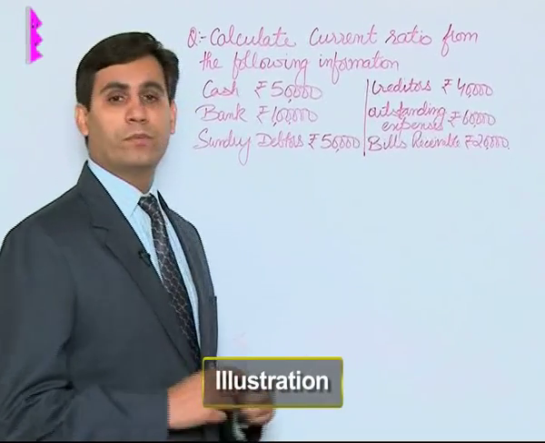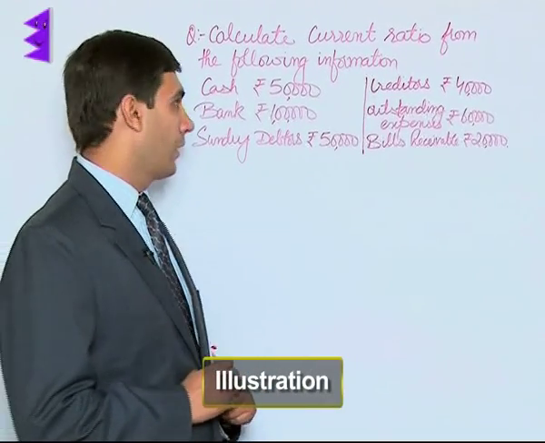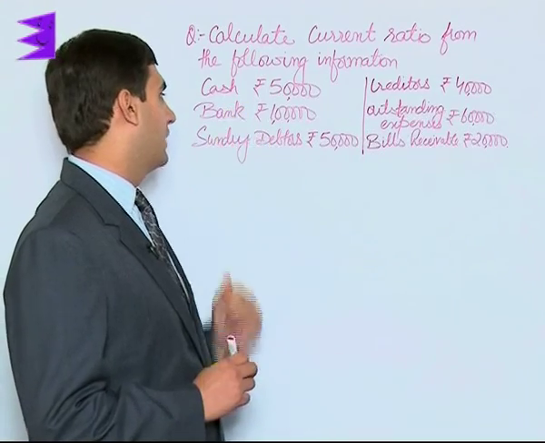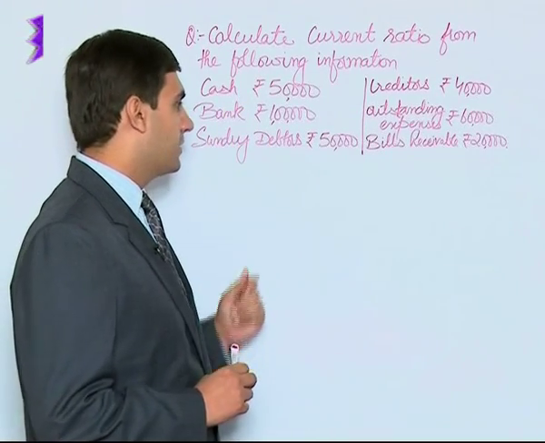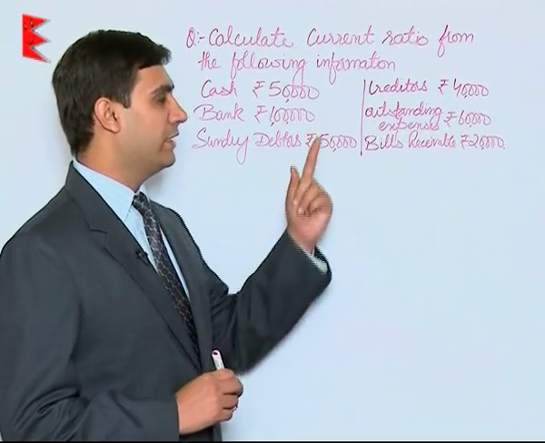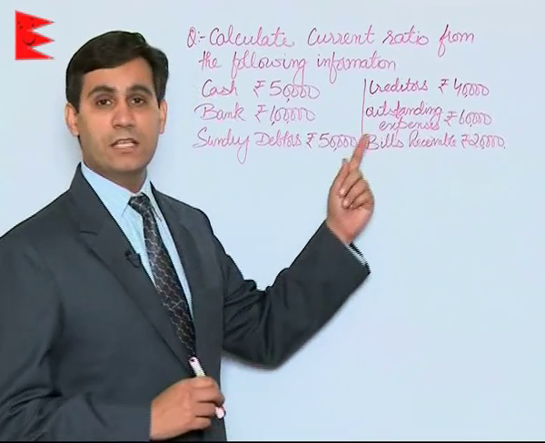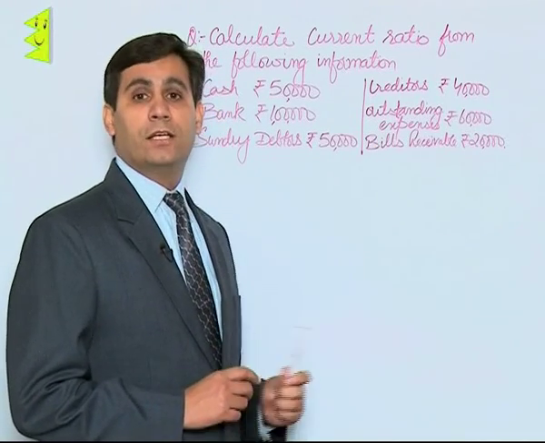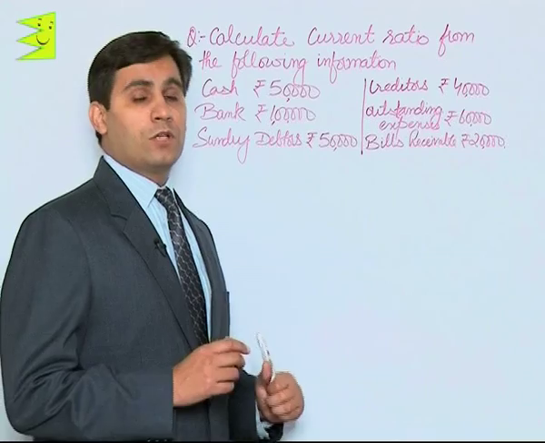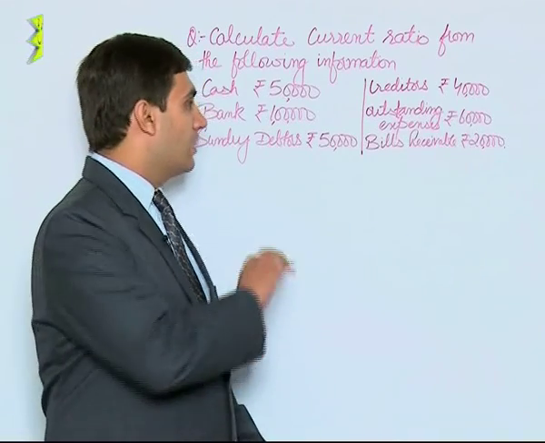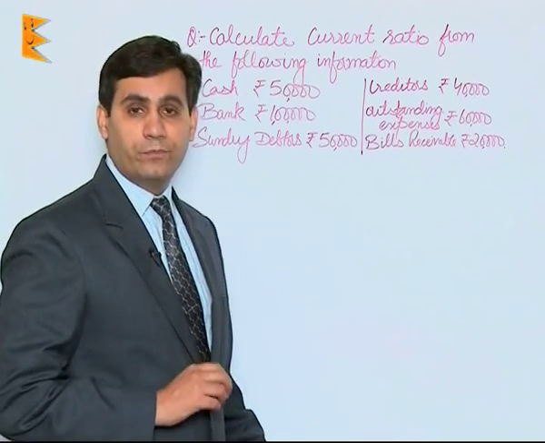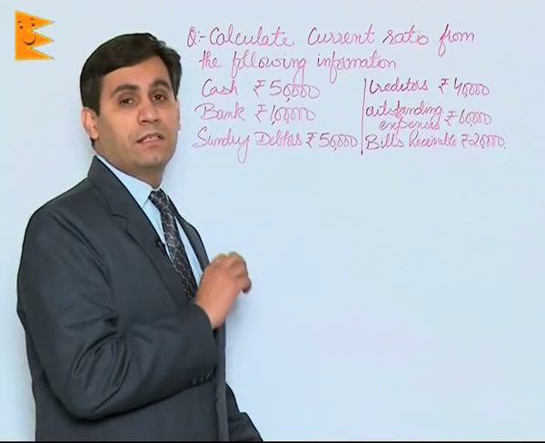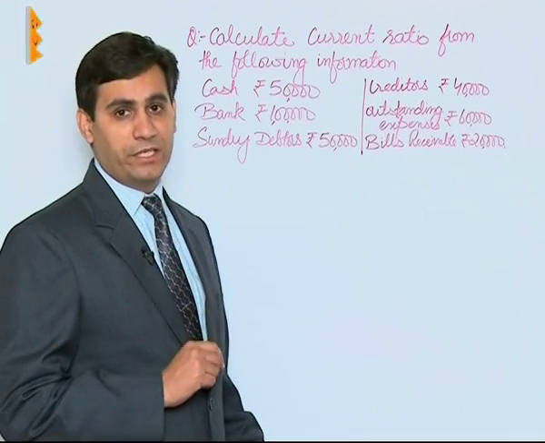Calculate current ratio from the following information. We are given cash 50,000, bank 1 lakh, sundry debtors 50,000, creditors 40,000, outstanding expenses 60,000, and lastly bills receivable for rupees 20,000. So now students, we are given certain figures in mixed format here where there are certain current assets and current liabilities.